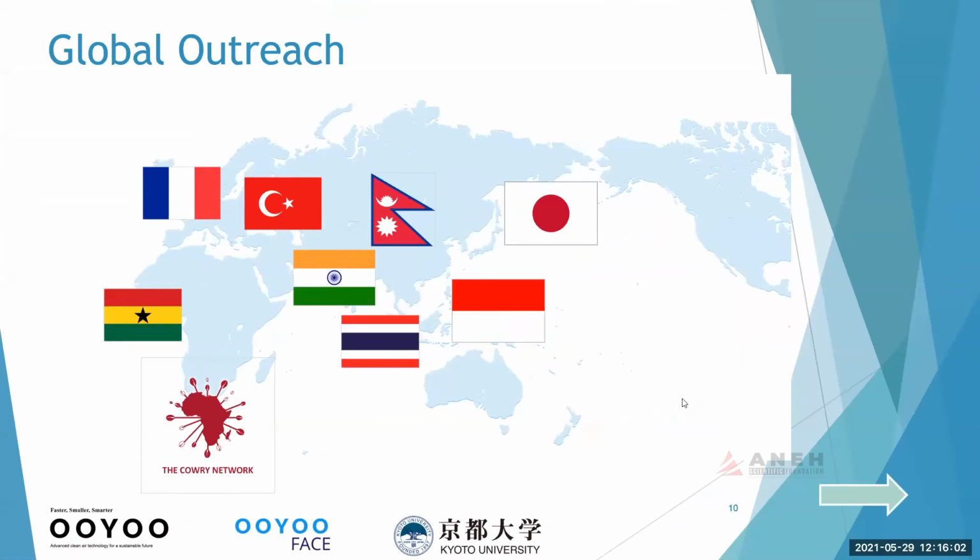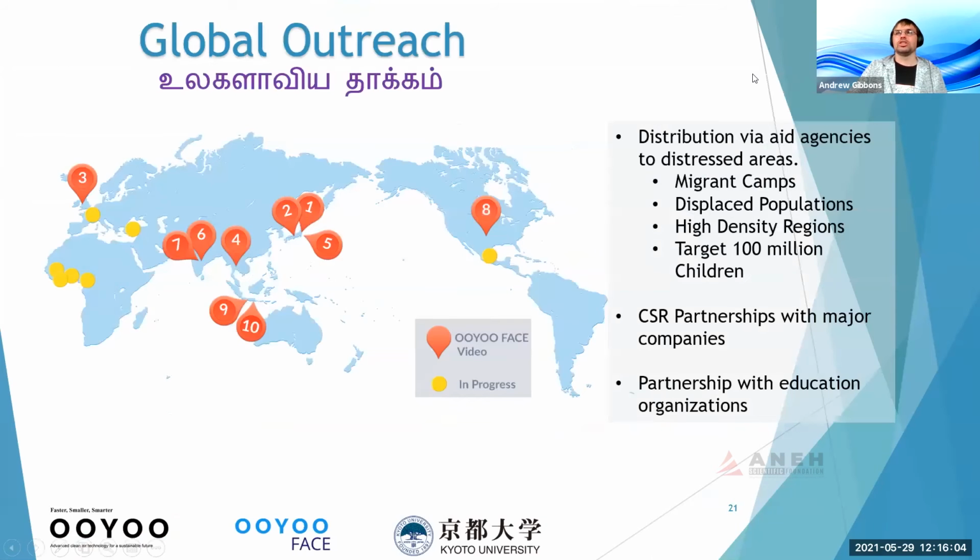So I'm just trying to skip through. Our overall goal for the OOYOO Face is to get it to people who don't have a lot of resources for getting their own personal protection equipment. So places like migrant camps, places with high population densities, and then just in general, because it's a handcrafted activity, children around the world in general.